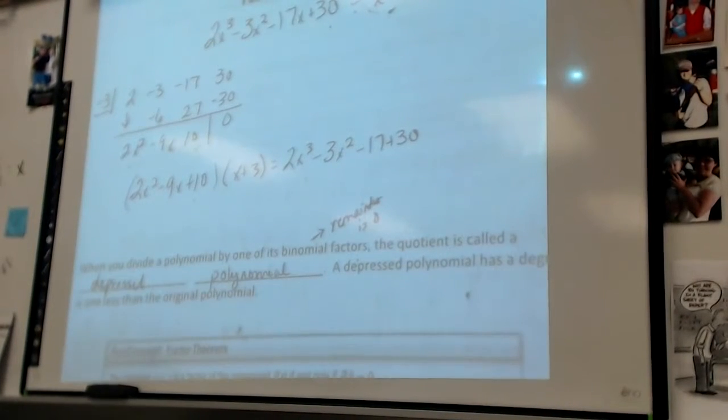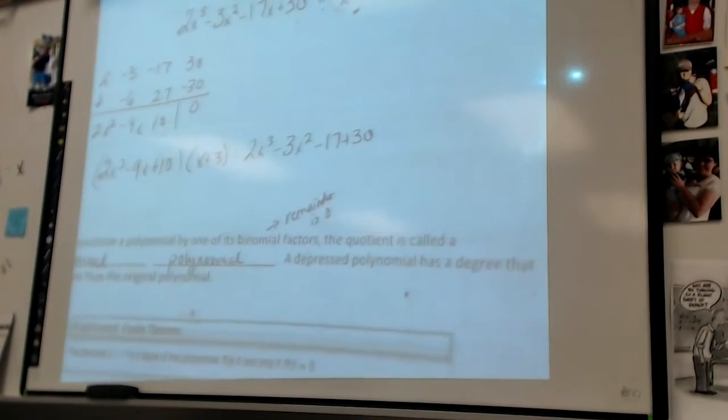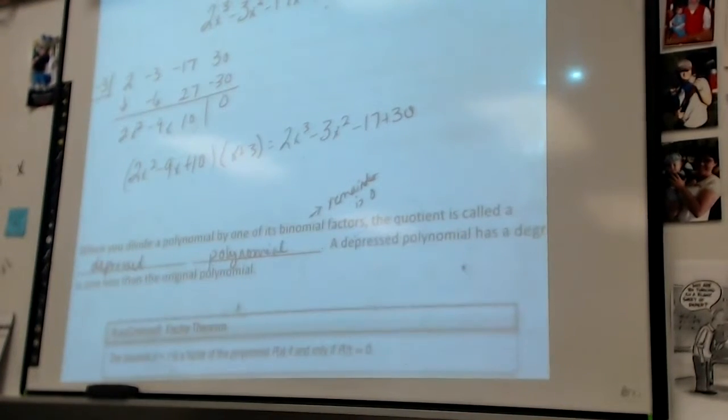And I always think, for some reason, sad polynomial. Although that's not what depressed here means. But I don't know, just kind of a weird term to me. All right, a depressed polynomial has a degree that is 1 less than the original, which we already talked about.